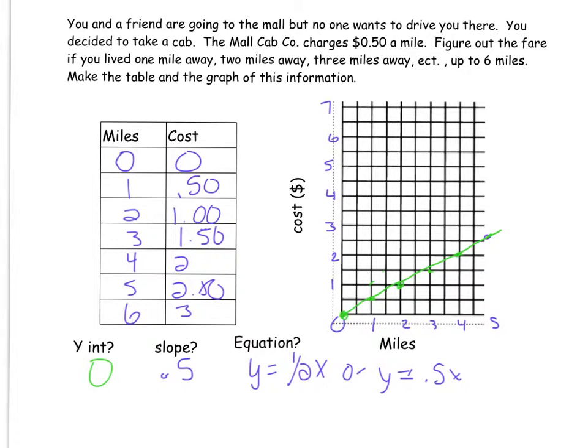If you numbered differently, your graph might be tilted a different way. This is how mine is tilted. Okay? So my y-intercept, it went through 0. My slope, well, we know that the slope is that rate of change, so it is 0.5. We're going 0.5 per mile. So for 1 mile, it was 50 cents. For 2 miles, it was $1. For 3 miles, it was $1.50.